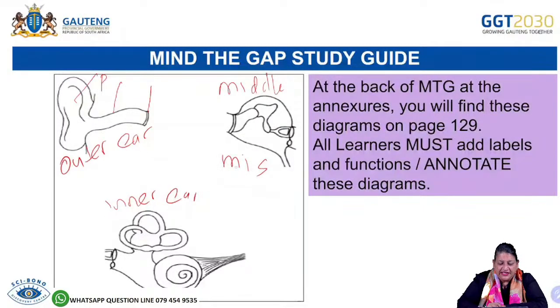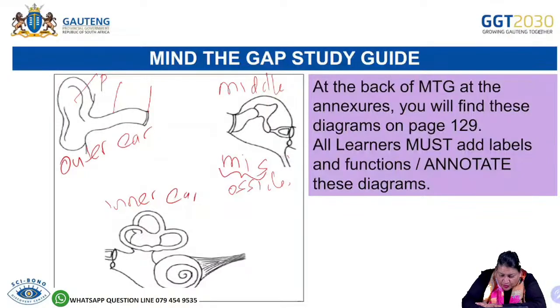Malleus, incus, stapes are together called the ossicles, and they amplify the sound vibrations. Okay, now here's your stapes, and here's your oval window membrane, and here's your round window membrane. So here's your two membranes, and they form part of your middle ear. Round window, a smaller one, and the one attached to the stapes is your oval window. So please learn to label it middle ear.